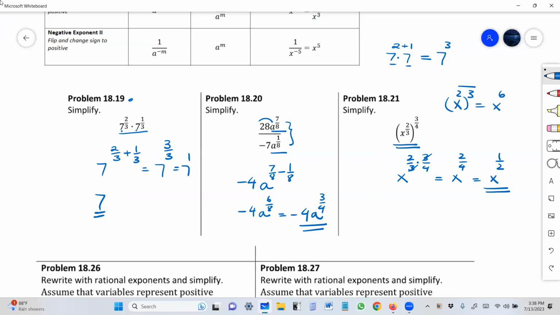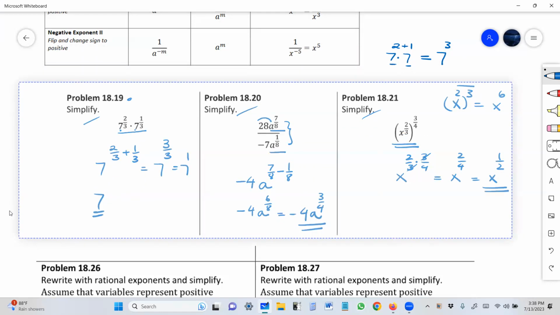So all of these expressions where we have to simplify, right? Simplify, simplify, simplify. We are going to apply the exact same properties of exponents that we used on whole numbers as exponents, all right? So there's absolutely no difference when the exponents are rational.